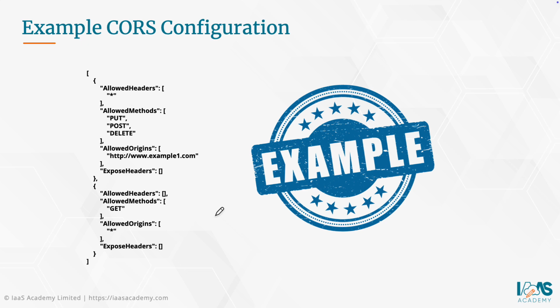The second rule allows cross-origin get requests only, but this time the origin can be any origin. So the wildcard here refers to all origins. That is a typical example of how you would create a JSON document to configure a CORS configuration.